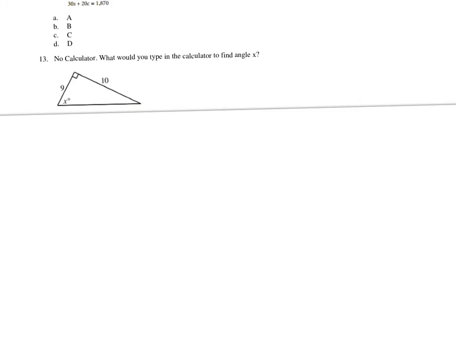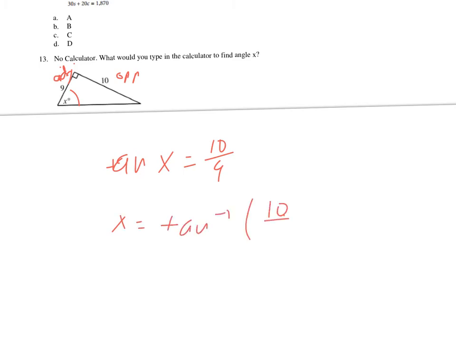All right, next up here, it's saying what would we type into a calculator if we had one to find angle X. So for angle X, I would say this is the opposite, and this is the adjacent. And so I would say tan of X equals 10 over 9. And so what I would have to type in the calculator is X equals tan inverse of 10 over 9. That's always how we find an angle.